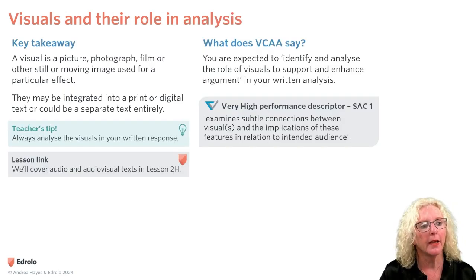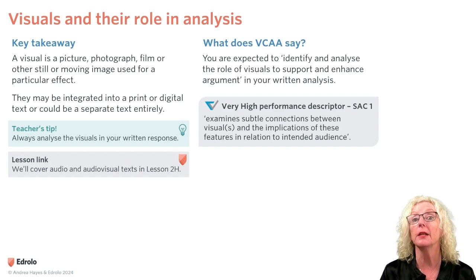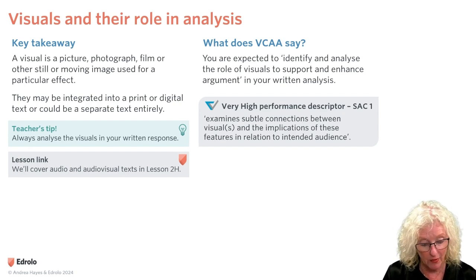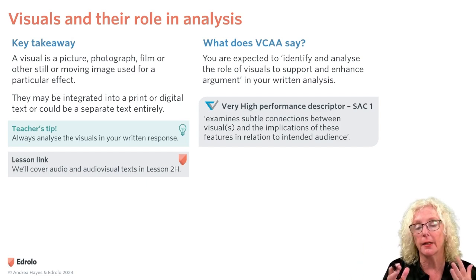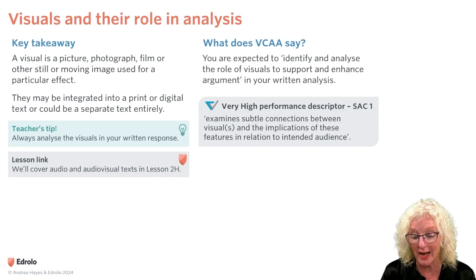Let's look firstly at visuals and their role in analysis. So a visual is defined as a picture, photograph, film or other still or moving image used for a particular effect. They may be integrated into a print or digital text, or they could be a separate text entirely. I, as an assessor and experienced VCE teacher, strongly advise you, always analyse the visuals in your written response. What does VCAA say? VCAA says you are expected to identify and analyse the role of visuals to support and enhance argument in your written analysis.